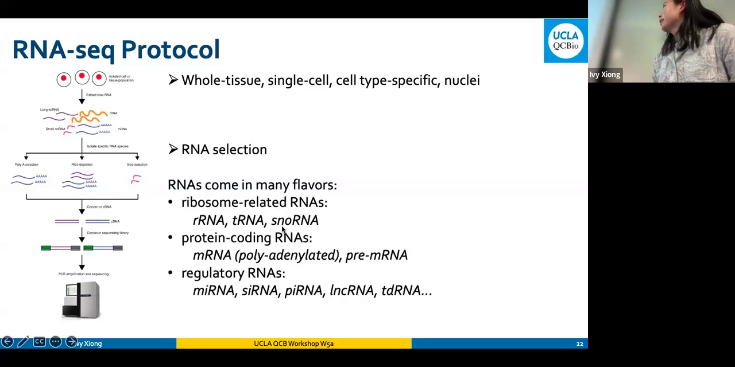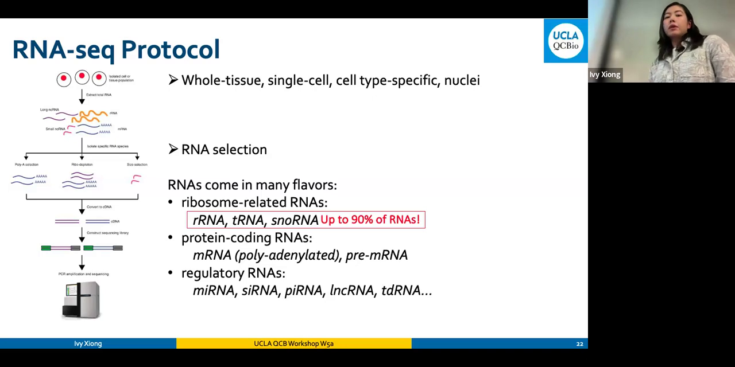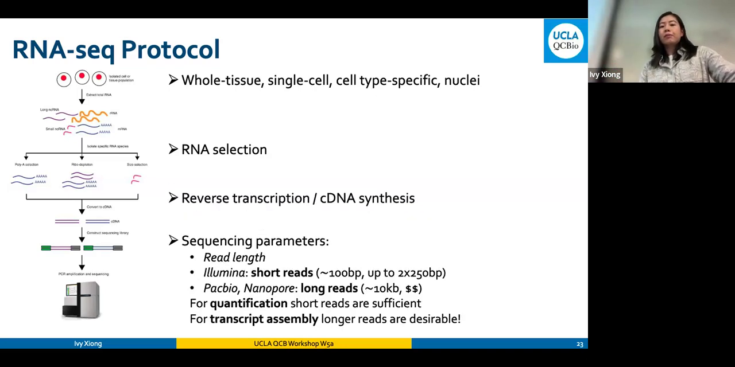One thing I want to point out is that there are different mRNA or RNA species, and a lot of them are what we call ribosomal-related RNAs. They're actually over 90% of all the RNAs that we recover from the samples. We are mostly concerned about protein coding RNAs. If we enrich for poly-A tails, that's what we end up getting. But there are other regulatory RNAs that specific labs are interested in, and they will use a specific enrichment process to amplify their signal.